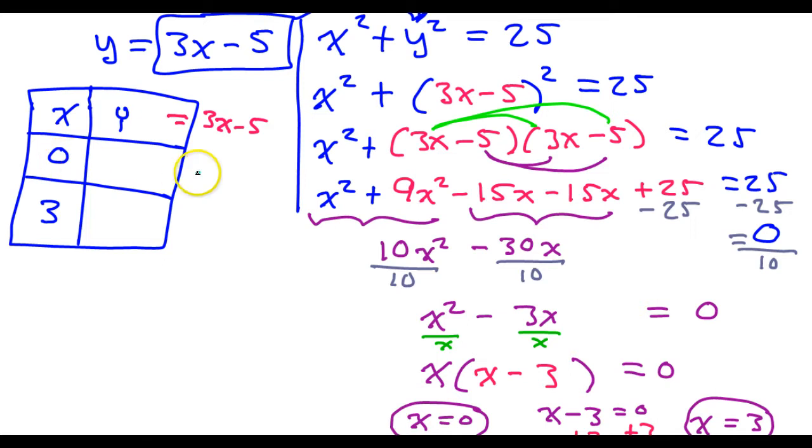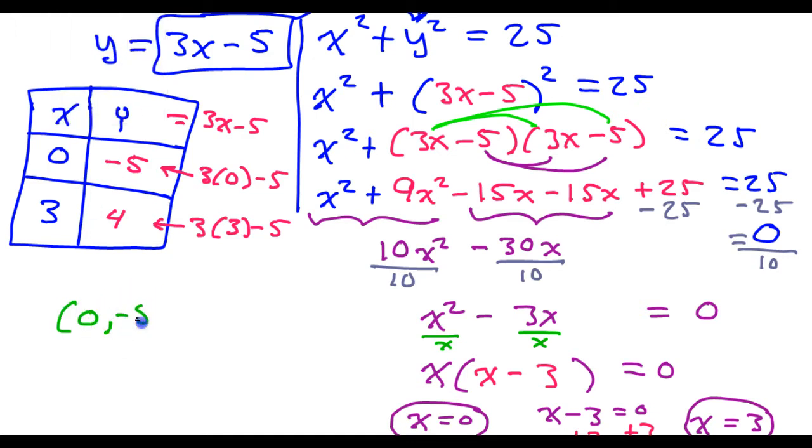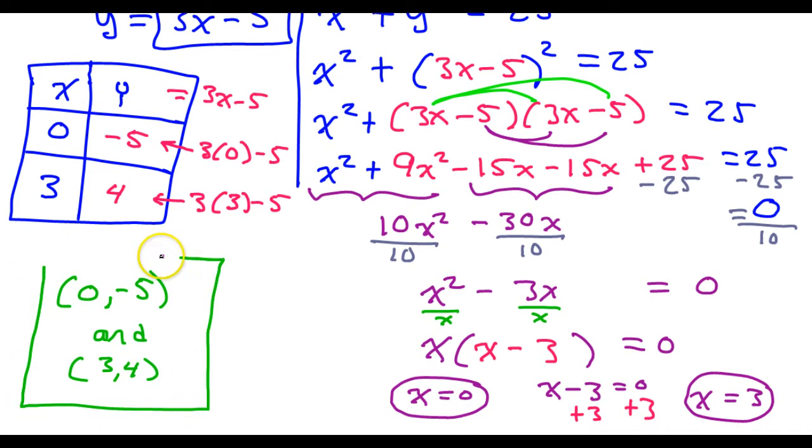So if I have x is 0, then that's 3 times 0 minus 5. Well, 3 times 0 is just 0, and then so 0 minus 5 is negative 5. Okay, if x is 3, then this becomes 3 times 3 minus 5. Okay, 3 times 3 is 9, and 9 minus 5 is 4. Okay, so in the end my two solutions are 0 comma negative 5 and 3 comma 4. So these should be the two intersection points between my line and my circle.